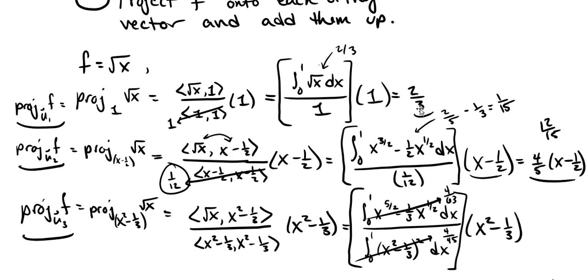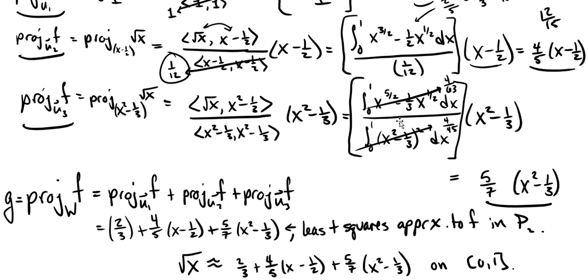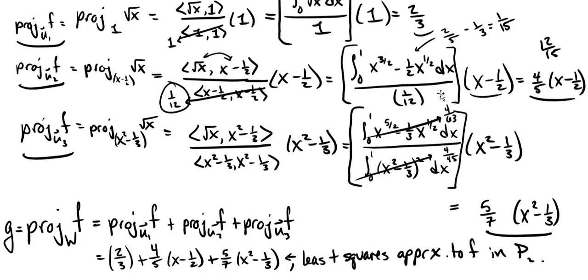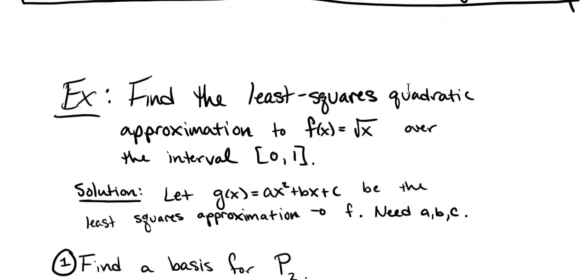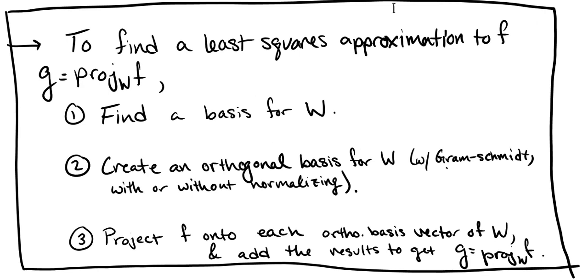Okay, so double check all my work here. There's a lot that can go wrong when you're working these out, so be sure you're very careful with those steps. But that is the process here. Remember, big picture, this process: to find that least squares approximation, you have to find a basis, orthogonalize it using Gram-Schmidt, then project f onto each of those orthogonal basis vectors of that subspace, and you will end up with the least squares approximation to f in that subspace. It's just the projection of f onto that subspace.